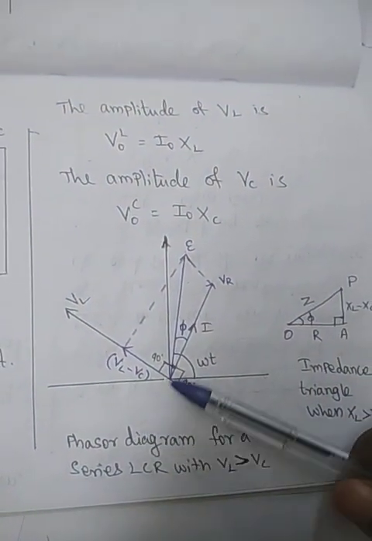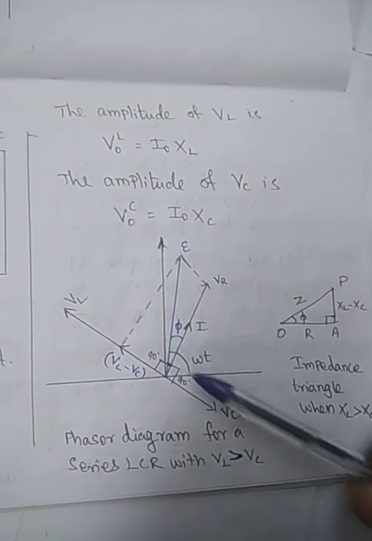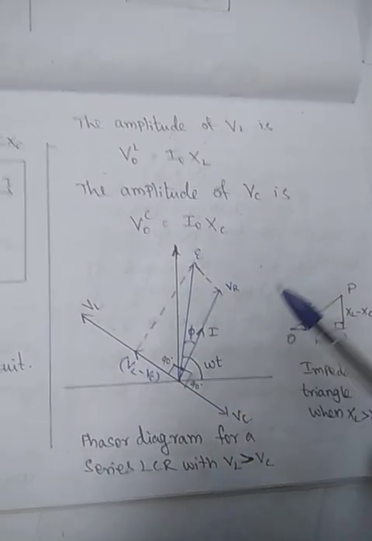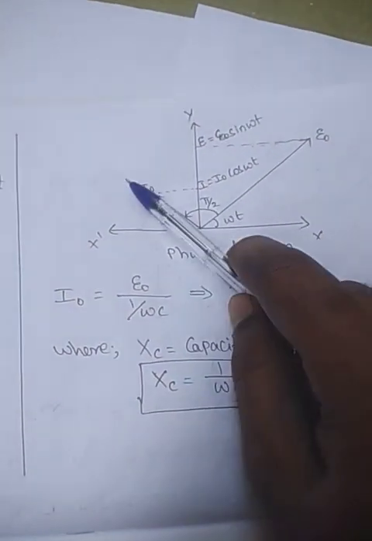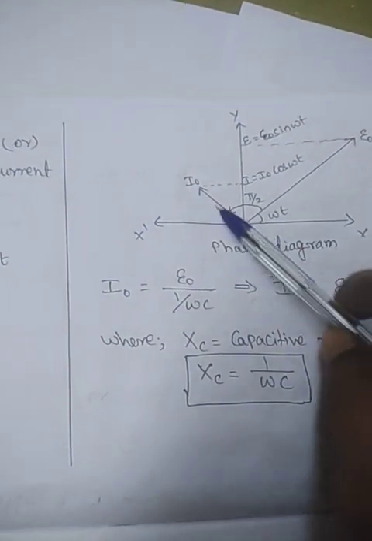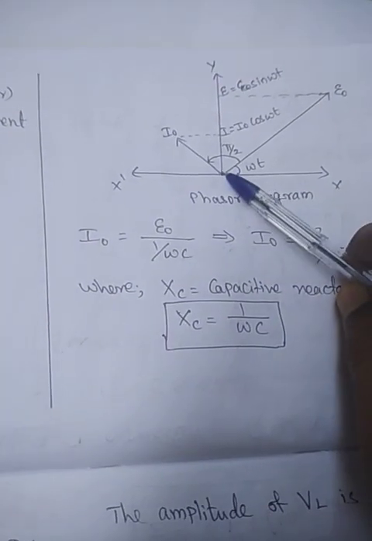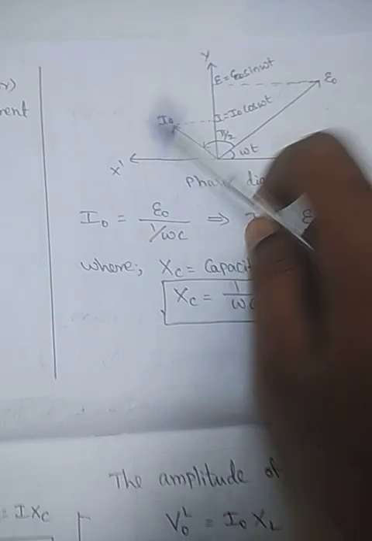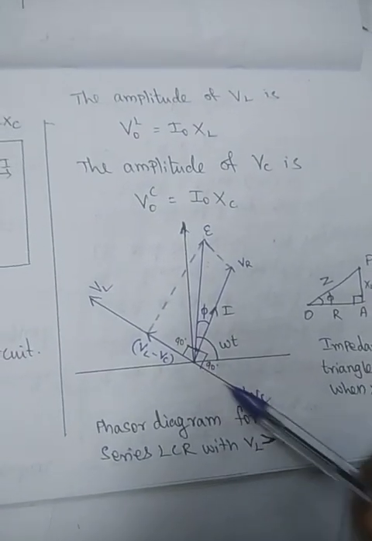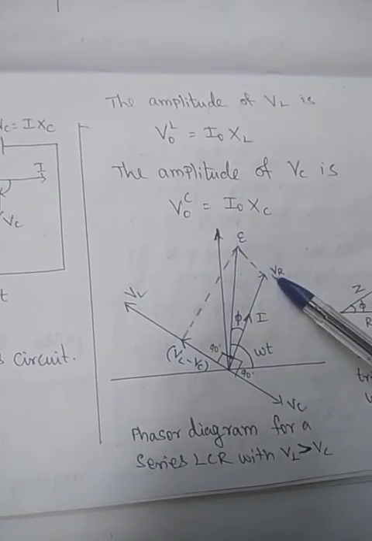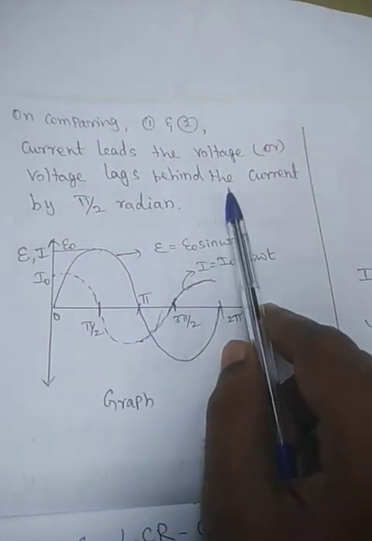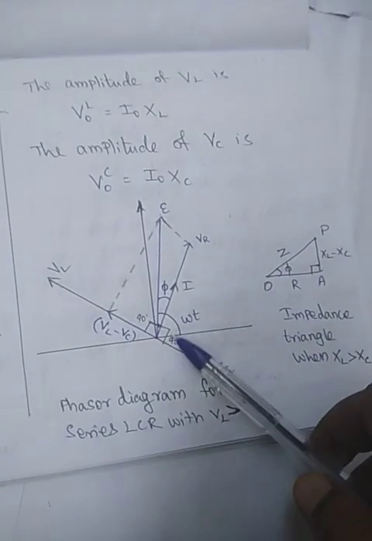For capacitors, the current and the voltage differ by 90 degrees. You may ask, sir, for the capacitor you drew the current phasor in the positive y-axis, but in the series circuit you drew it in the negative y-axis. Don't get confused with that. Here we have taken that the voltage is in this direction, as I told you, the voltage lags behind the current by 90 degrees. That is explained here.